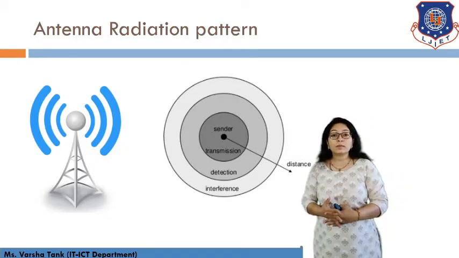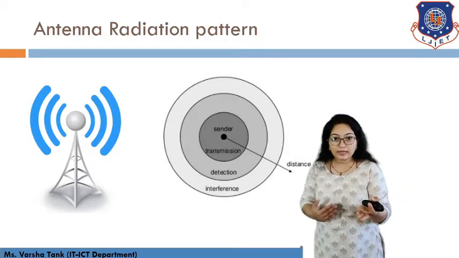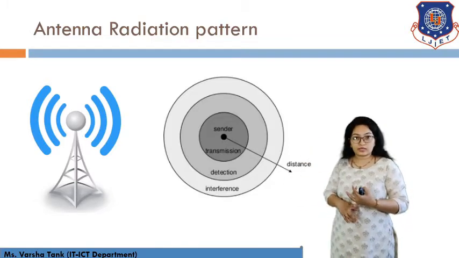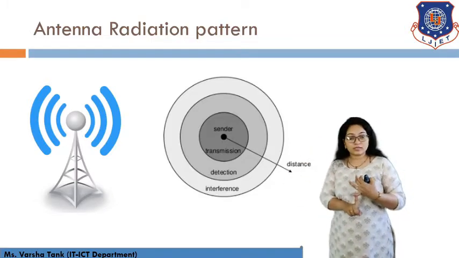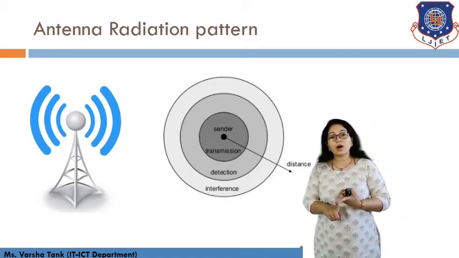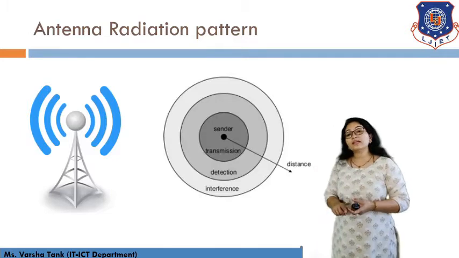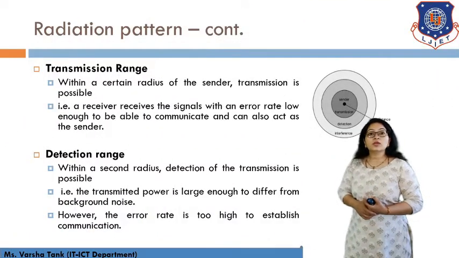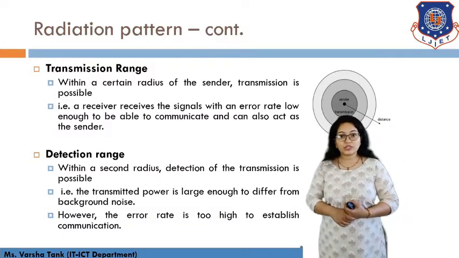Whenever signals are radiated from any antenna, they pass through this radiation range. First is transmission, then detection, and then interference. Now let's have a look at it one by one. First of all, the transmission range.